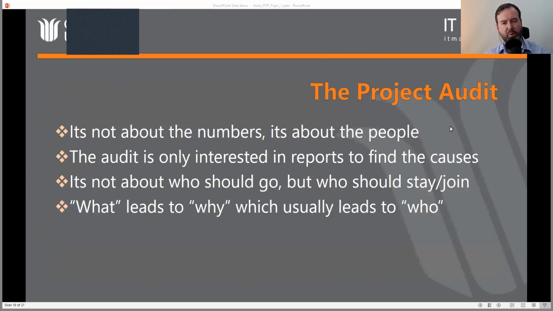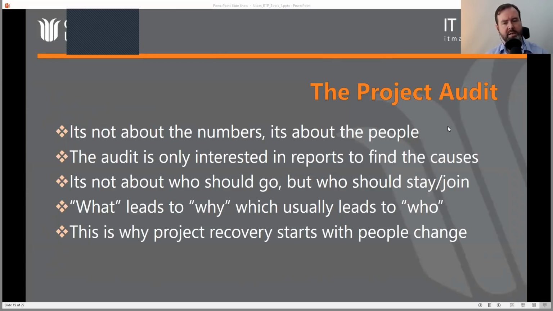So when we're exploring recovery, the question of, well, what's going on leads to the question of, well, why is that going on? Ultimately, it leads to the question of, well, who is involved with that? So it means that project recovery as a concept is going to begin with people change. It's going to begin with the idea that we're going to need structural, hierarchical leadership changes within the team, often starting with the project manager.